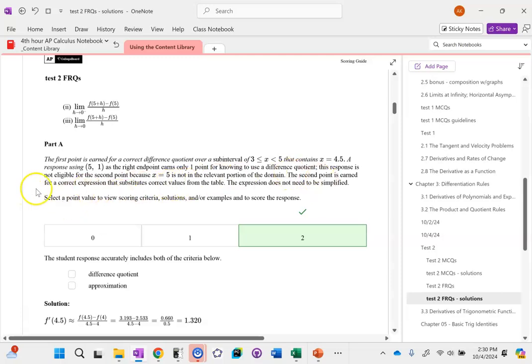The second point is earned for a correct expression that substitutes the correct values from the table. Again, in fact, it says the expression does not need to be simplified. So in general, especially on the multiple choice or the no calculator sections, you do not have to simplify things numerically. Don't waste time doing numeric computation. Put the numbers in as far as you can go, and when it comes time to start adding and subtracting and multiplying and dividing, you can stop.